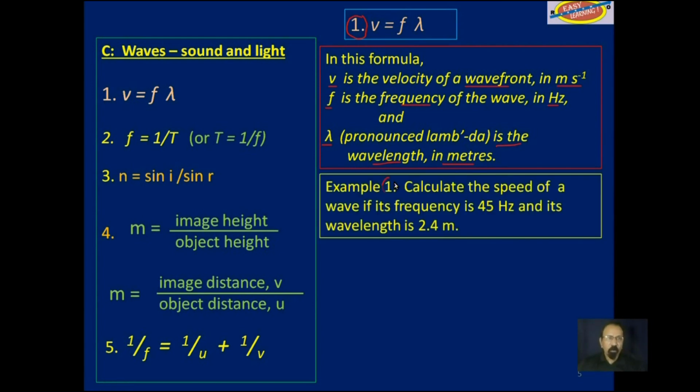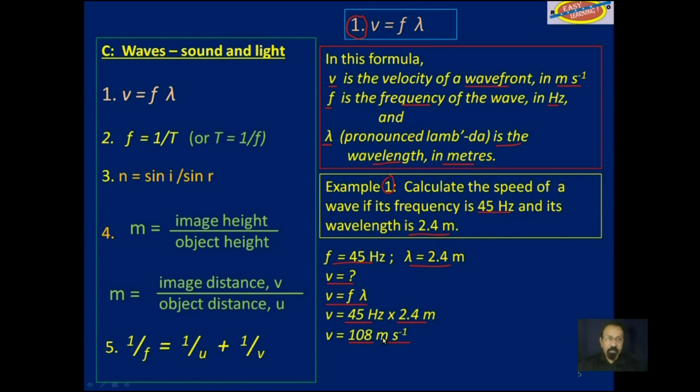So if we consider example 1: calculate the speed of a wave if its frequency is 45 hertz and its wavelength is 2.4 meters. Let's write down what we are given. We know the frequency, 45 hertz. We know the wavelength, 2.4 meters. We want to find its speed or its velocity. We know V is equal to F times lambda. So we just substitute the numbers we are given, 45 hertz times 2.4 meters, and we get 108 meters per second.